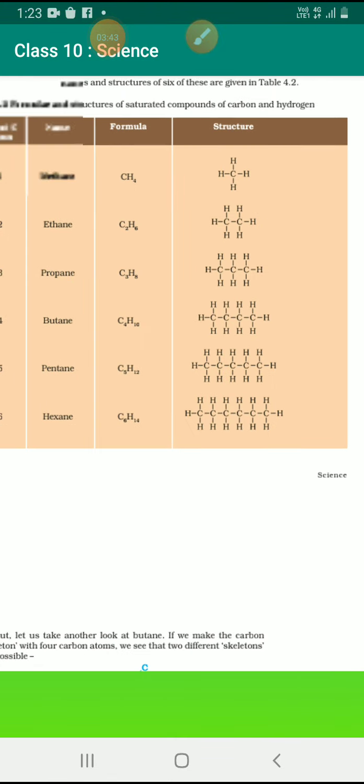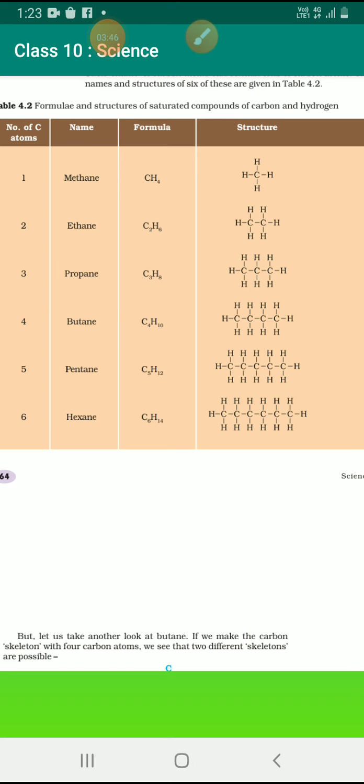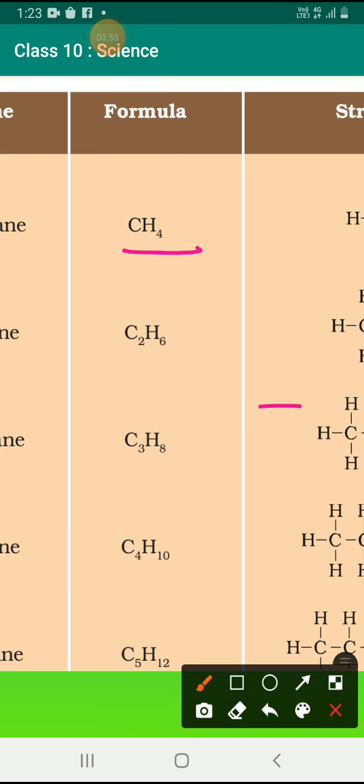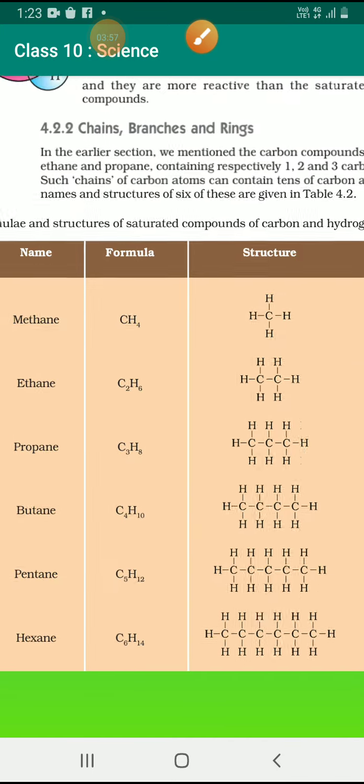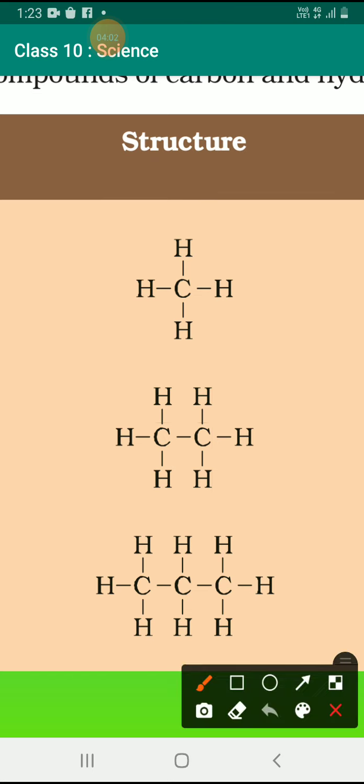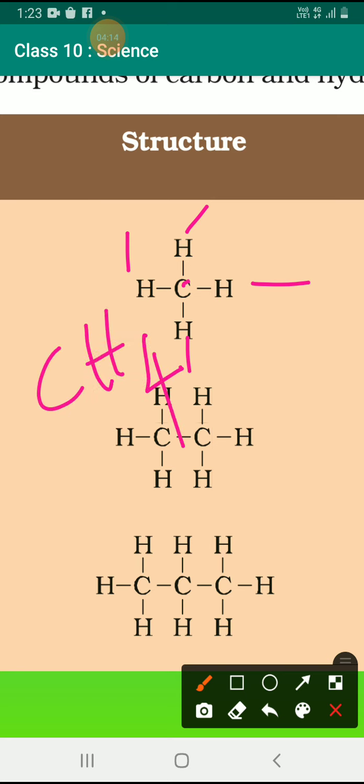Look at here. This all comes under alkane, properties of alkane, right? The first one is methane, CH4. Methane has the formula CH4, and the structure is C, which is connected with 4 H, which is nothing but the formula CH4. Always try to remember CH4 when we write it down, correct?